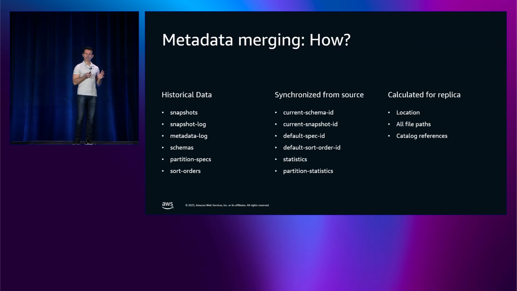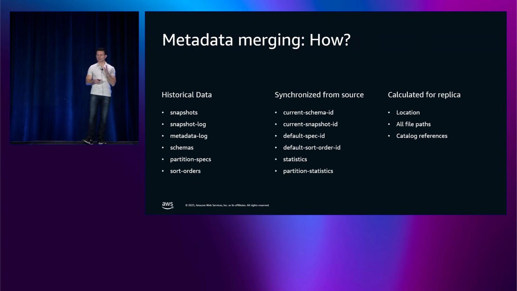So now, what exactly do we do? Let's take a look. We classify the metadata JSON fields, all the information, into 3 categories. The first one is historical data. Historical data, firstly, is preserved in the replica, and second, it has to be specific to the context, meaning that the snapshot log, metadata log, and schemas that we retrieve from the source have to be evaluated against those at the destination before we actually commit to the destination.